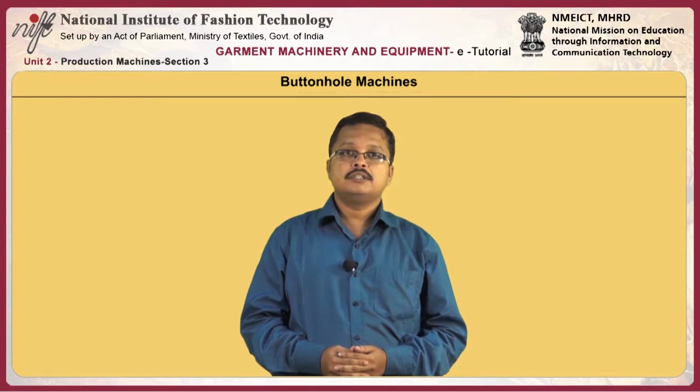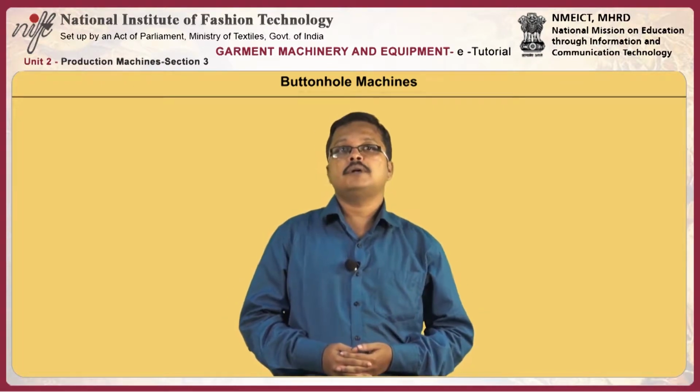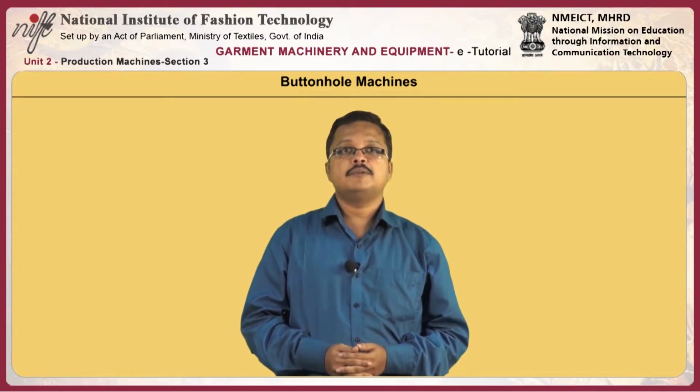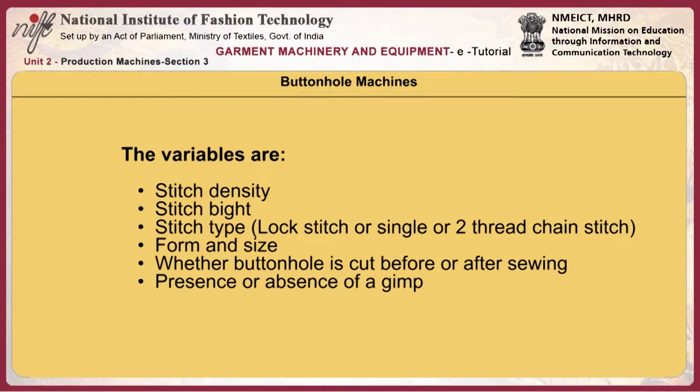Buttonhole machine operations depend upon the characteristics of the buttonhole to be sewn. The variables are stitch density, stitch bite, stitch type, lock stitch or single or 2-thread chain stitch, form and size, whether the buttonhole is cut before or after sewing, presence or absence of a gimp.